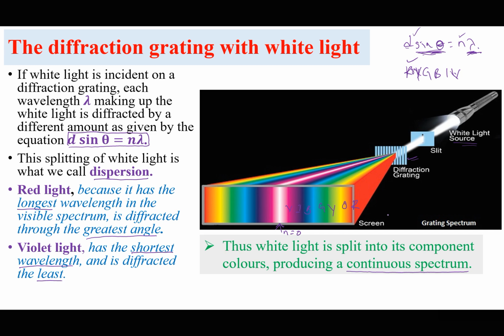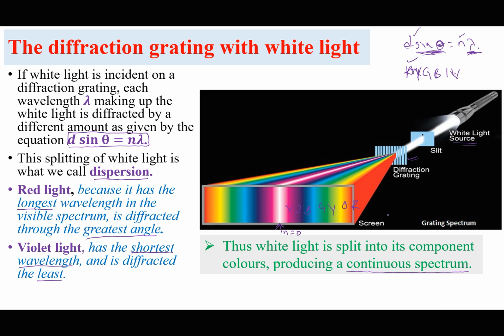Of course, you notice that there is no very clear boundary between each of these colors. They kind of overlap. As one fades out, another one comes in. So you cannot draw a clear boundary between these colors. So this is going to be the diffraction pattern of white light. You should be able to explain the diffraction pattern of white light.